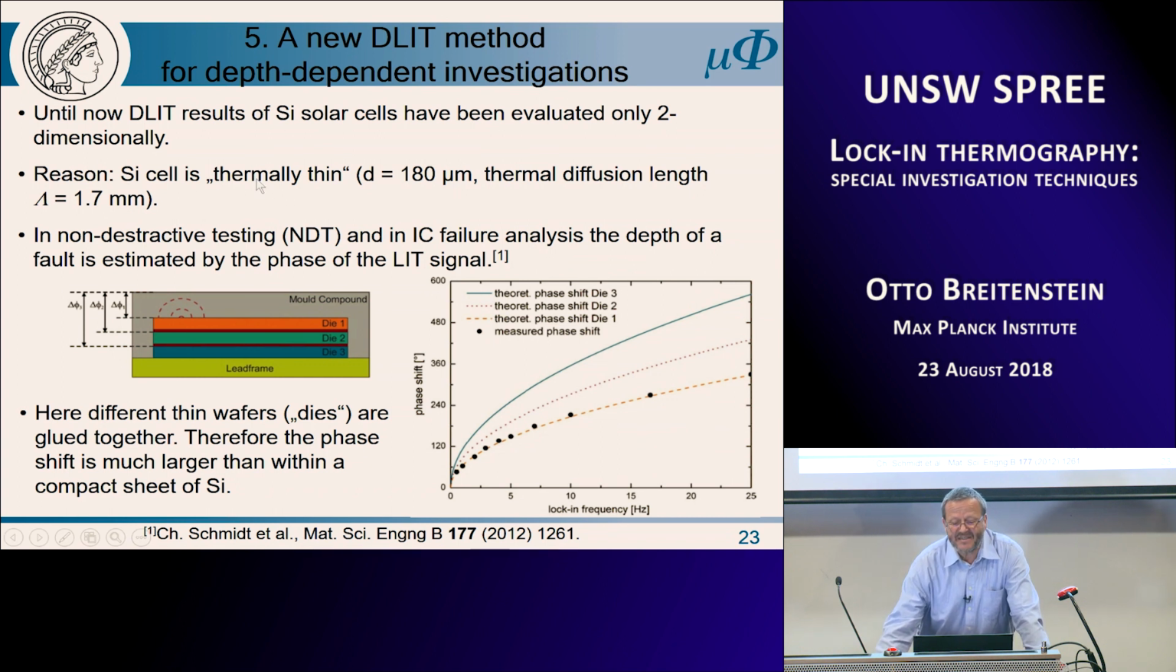So its thickness is only 180 microns. However, the thermal diffusion length, which is actually the length over which the thermal waves can spread, is 1.7 millimeters. So it's a multifold of that. And therefore, the temperature modulation at the top and at the bottom of the cell is nearly the same.